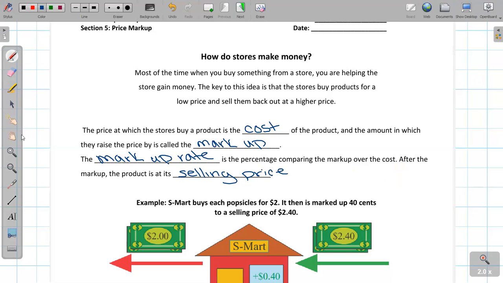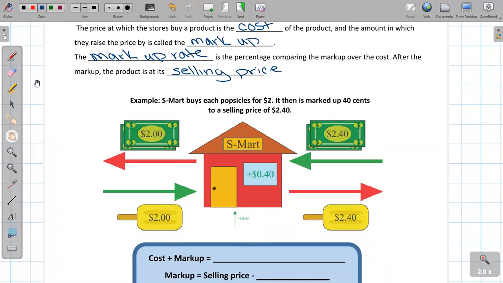So let's look at this visually. S-Mart buys popsicles. They're paying $2 for each popsicle. The $2 is coming into the store. They're going to add 40 cents to that $2 to make a profit of 40 cents and sell that popsicle for $2.40. Another way to look at it is $2.40 is coming into the store for the popsicles. They're pocketing the 40 cents and sending out the $2 that it cost to initially buy it.